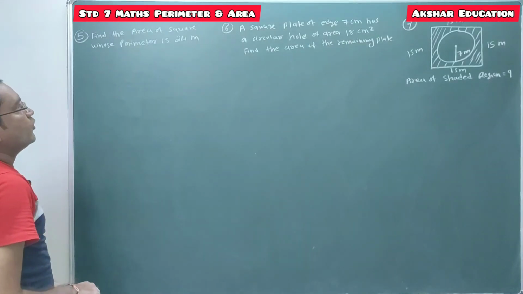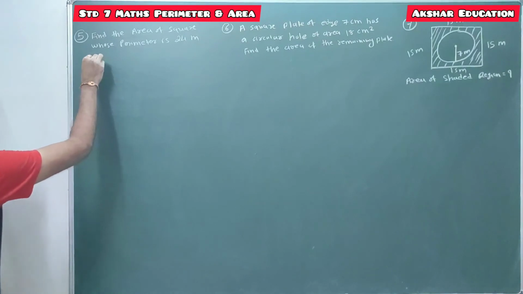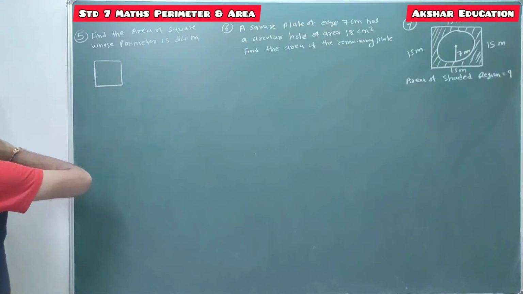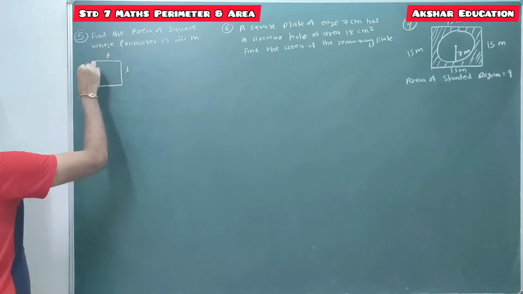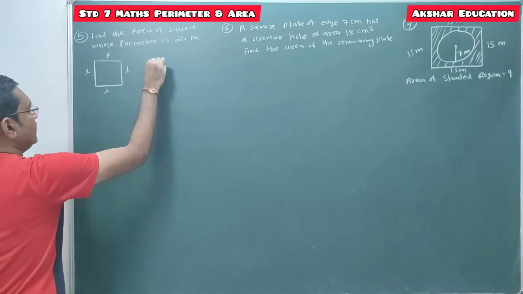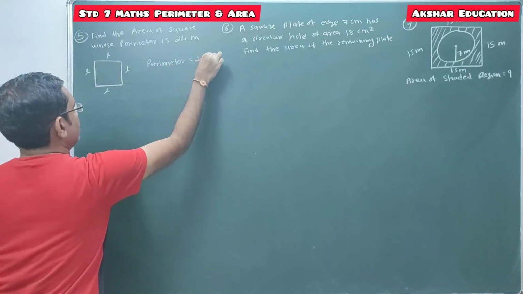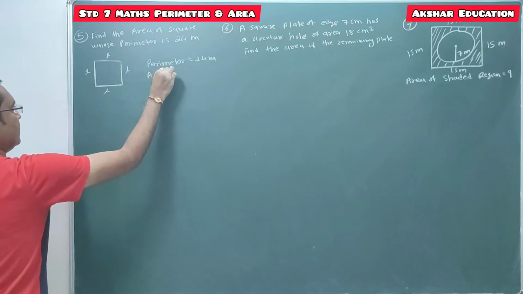Okay students, now question number 5. So here you are given that find the area of square whose perimeter is 24 meter. Square is given, and for this square perimeter is given. So what is square? All sides are equal. A quadrilateral in which all sides are equal and for which value of perimeter is given. Perimeter is 24 meter, and for this square you have to find the value of its area.